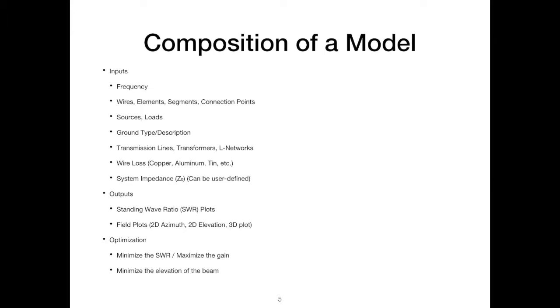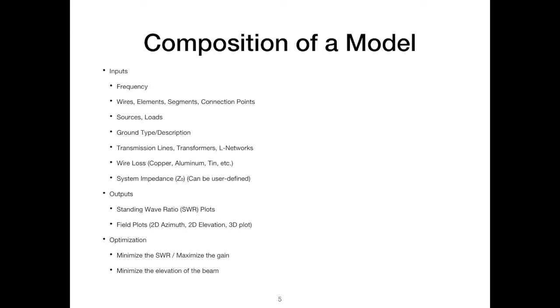Sources and loads. Sources is your feed point. That's the power you're going to feed into the antenna, and any loads out there, whether it's coils or traps or whatever. Ground type is also another factor to be considered. Are you on flat ground? Are you on rocky ground? Is there rock underneath? The composition of the earth wherever you're going to physically place the antenna can influence the performance of your design.